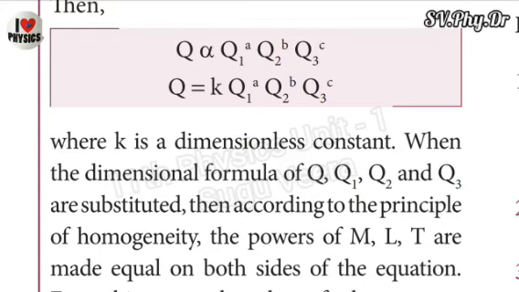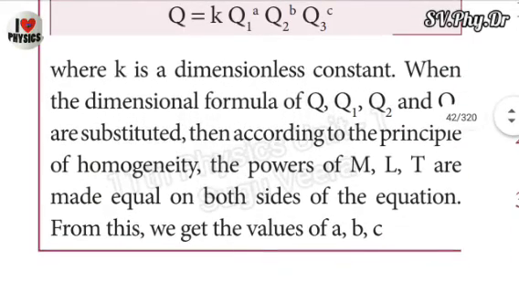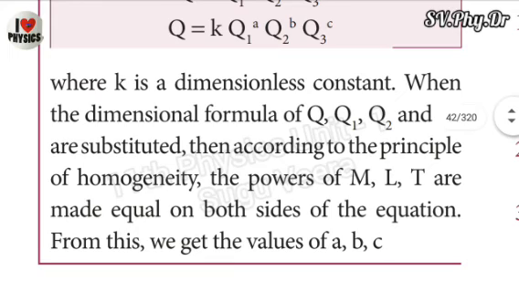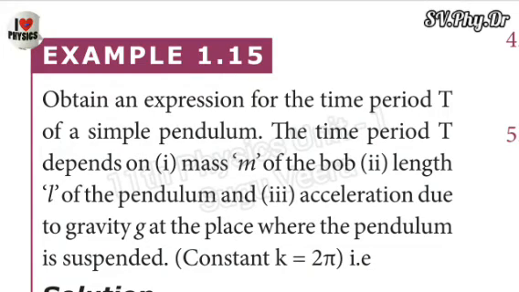When the dimensional formulas of Q, Q1, Q2 and Q3 are substituted, then according to the principle of homogeneity, the powers of M, L, T are made equal on both sides of the equation. From this we get the values of a, b, c.